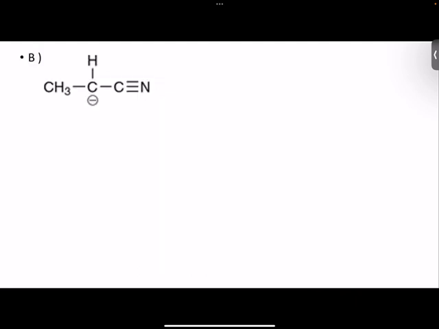And then we can look at this one down here. So then we have CH3, carbon, hydrogen, carbon. We have 1, 2, 3, nitrogen. And we know a carbon with a negative is going to have 1 lone pair. So then we can always do a resonance structure for that one.